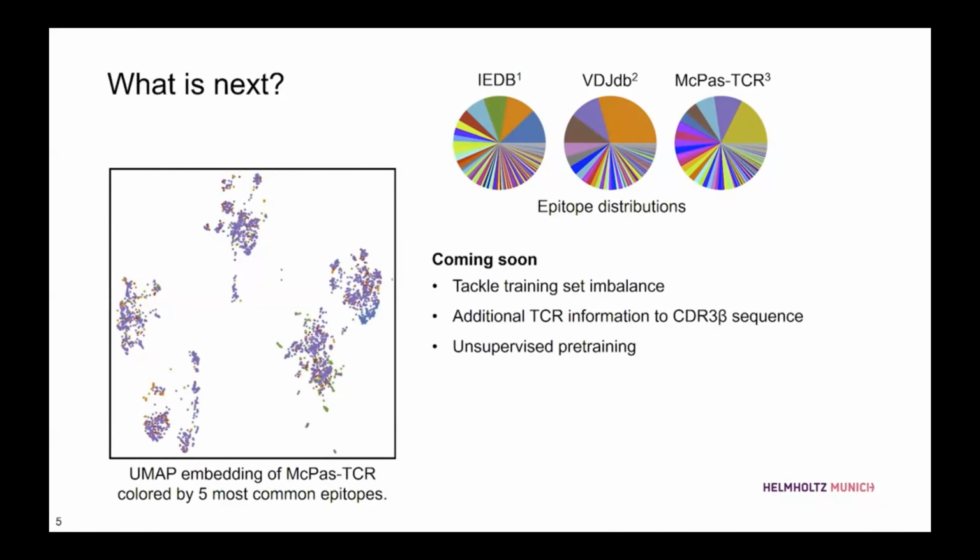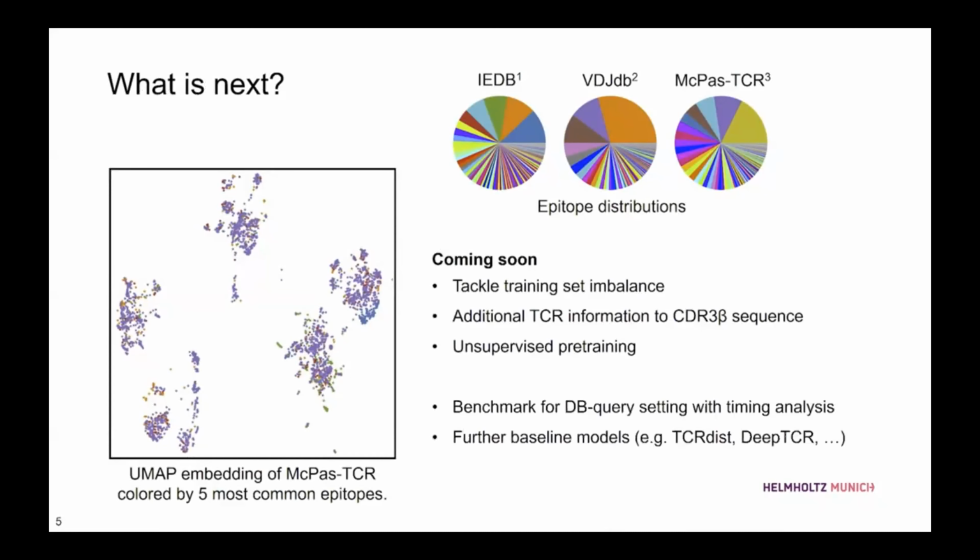Further, we want to incorporate additional TCR information beside the CDR3 beta sequence, but this leads to a missing value problem. The method can be further improved by using large corpora of TCRs with unknown specificity for unsupervised pre-training. On the evaluation side, we further want to expand our benchmark in a more database query setting, including a timing analysis, since this is the major use case. We further want to include more baseline methods like the commonly used TCRdist or DeepTCR, which is an autoencoder-based method.